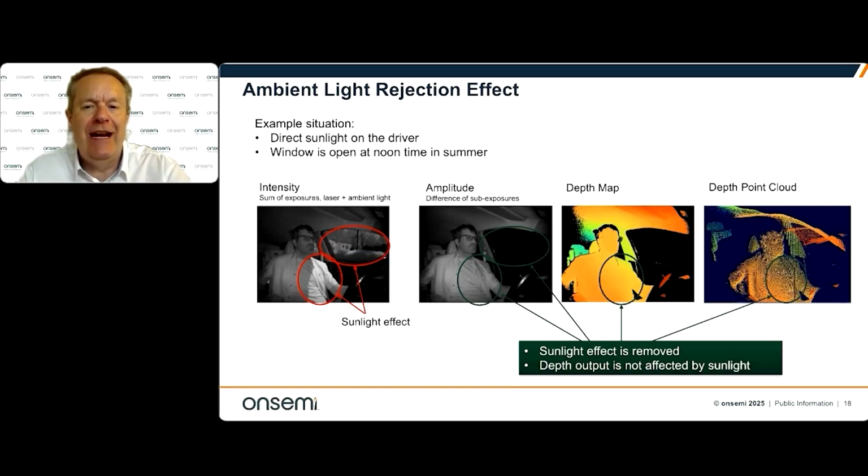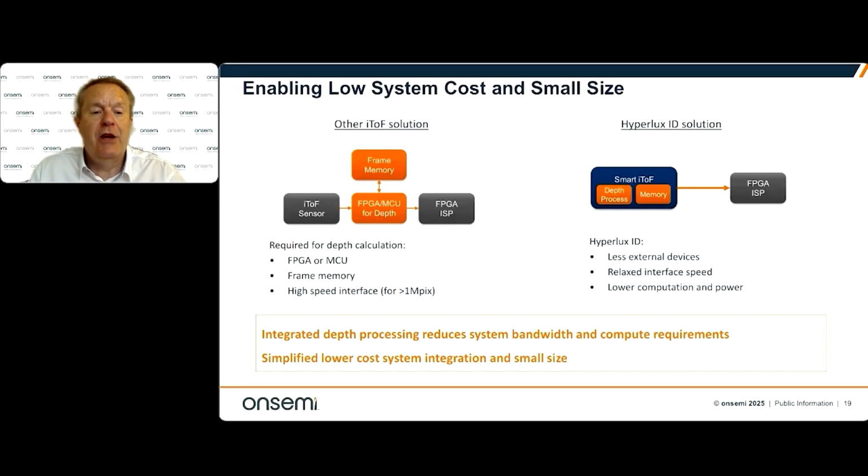This is something else you can get out of Hyperlux ID because it's a standard global shutter sensor, 1.2 megapixel. You can get an amplitude image, which is an equivalent monochrome image from the sensor. So you're getting a standard monochrome image, and you're also getting all this other depth map and depth point cloud, confidence, and phase out from the sensor as well. So you can see here, depth output is not affected by the sunlight because of those methods that I outlined earlier. So low system cost and small size.